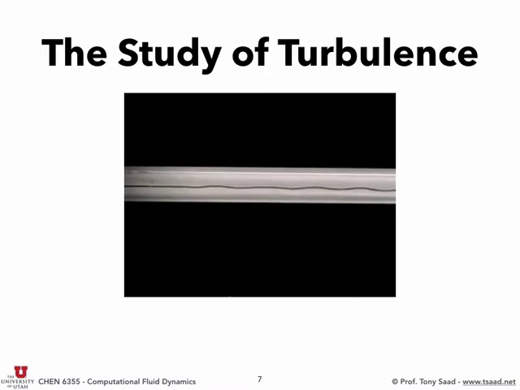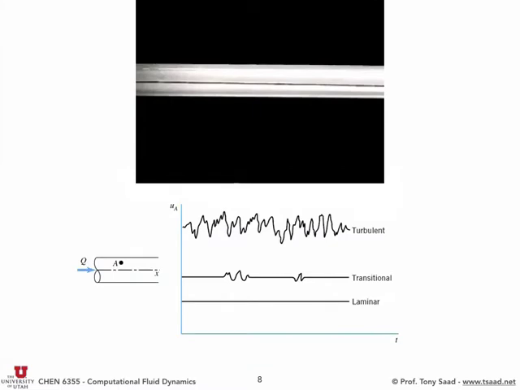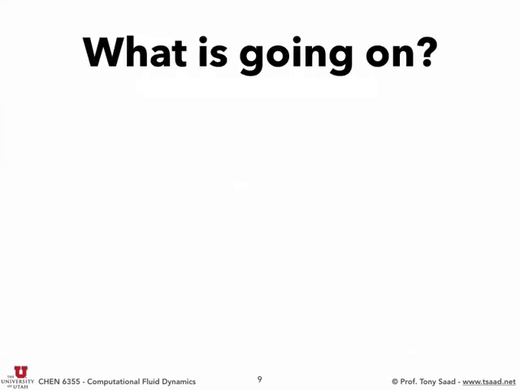Okay? So if you were to measure the velocity at the center line at some point, in the laminar regime, you are just measuring a nice constant value over time. You repeat the experiment, same thing. But as you increase the Reynolds number, this is what you're going to measure for the velocity. It's just going to be all over the place. Now you'd think that the mean is going to be almost similar to what you would expect from a pipe flow, but instantaneously the velocity is all over the place, okay?